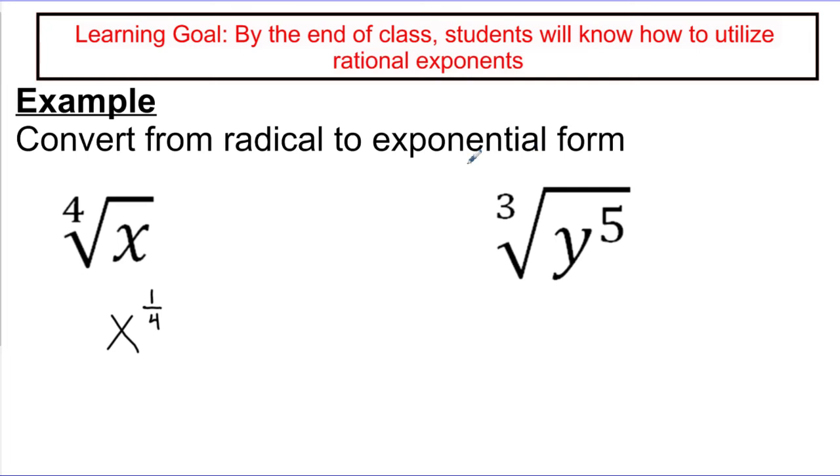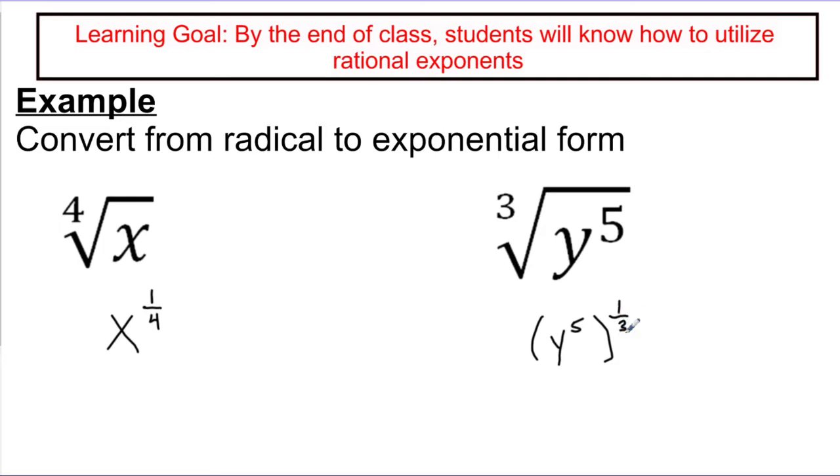And so when I come over here to the right, we're going to do the same thing, and we're going to start to see what happens when there is a number floating around, another exponent like 5. Okay, so what I'm going to do is I'm going to do the same thing. I'm going to say y to the 5th. That's what's underneath my radical. That's my radicand. Okay, I'm going to raise that to my index, which becomes my denominator.